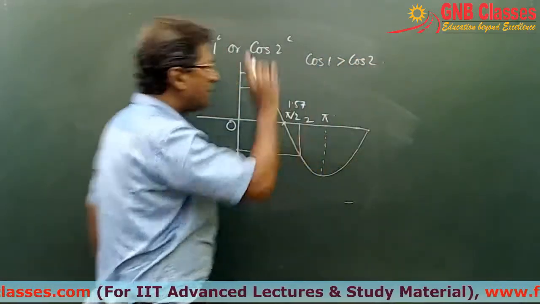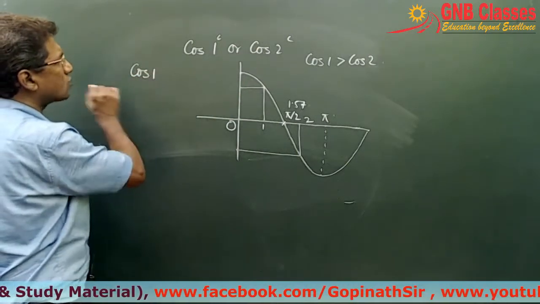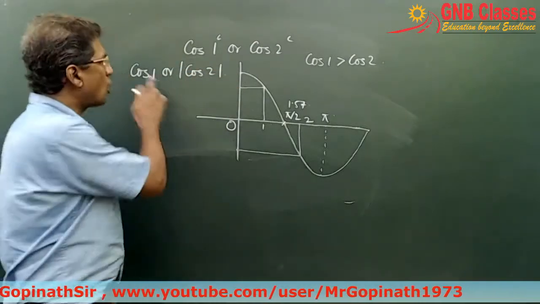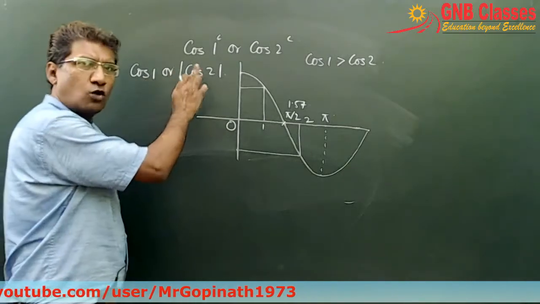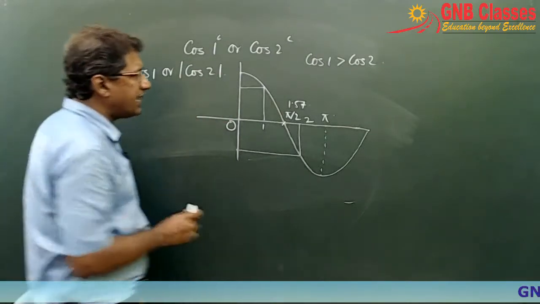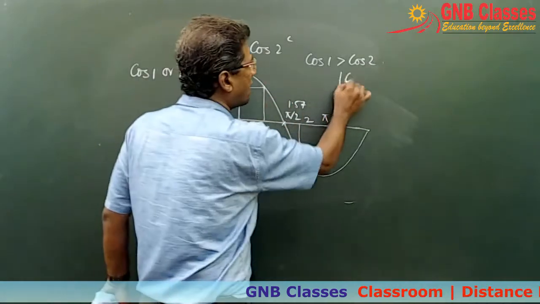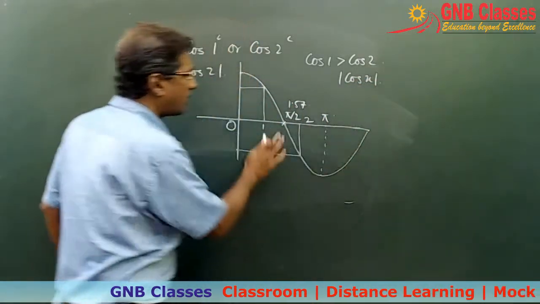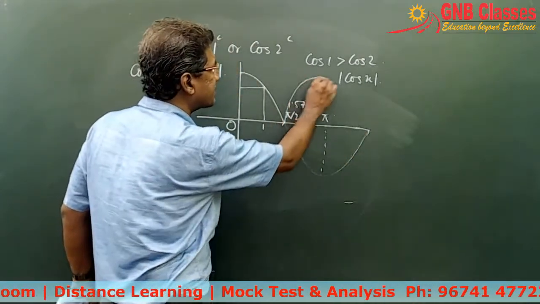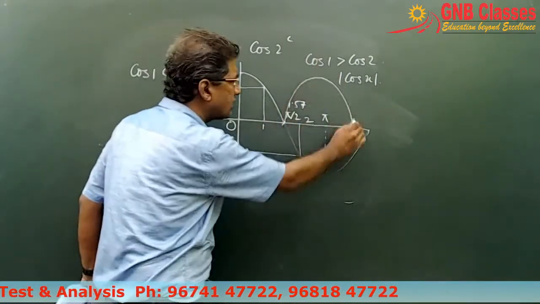It's obvious. But now if I twist the question a little bit, and ask which one is greater, cos 1 radian or mod of cos 2 radian, think carefully. Modulus means you are taking the positive value. Now if I want to draw the graph of mod of cos x, how will it look? This part will come above the x-axis, so it will look something like this. Yes or no?